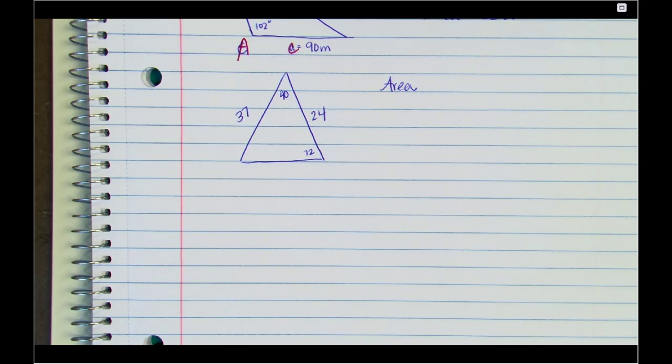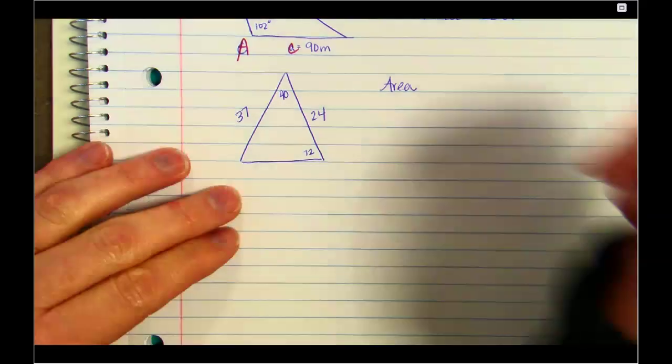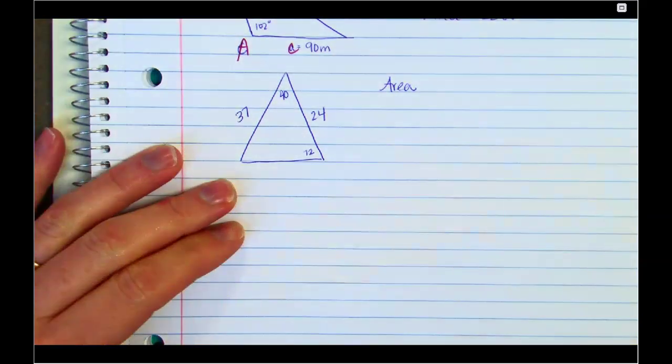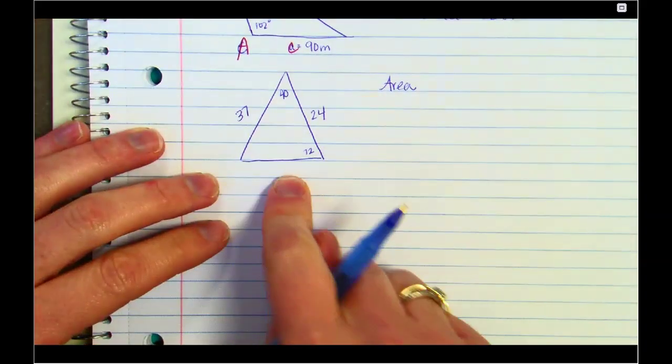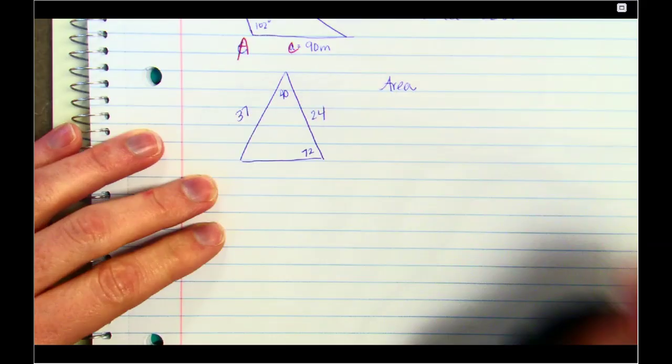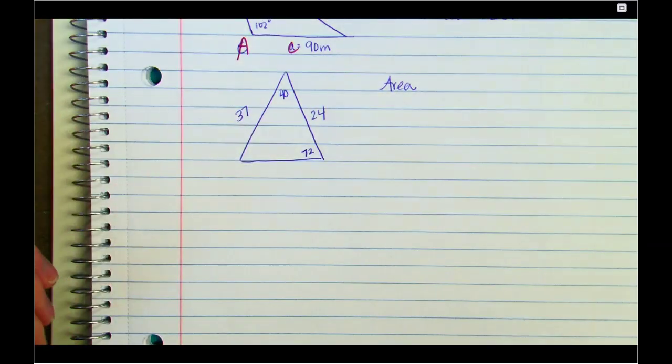Right, I have to have the two sides that touch the angle. That's what you're looking for when you're using this formula: the angle and the two sides that touch it. That's probably the easiest way to explain it. If you wanted to use the law of sines to find the other one because you really like the angle 72, you can, but why would you do that extra work?